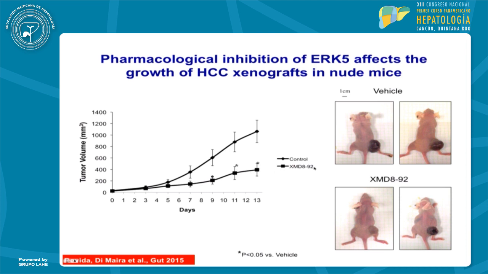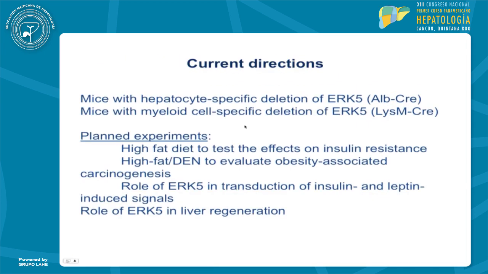These are the mice that are receiving the inhibitor called XMD 892, and these are the mice treated with vehicle. So what are we doing now? These are data that are published. Because we cannot really look at the genetic ablation of the gene, because as I told you, the mice are not viable, we generated conditional mice.